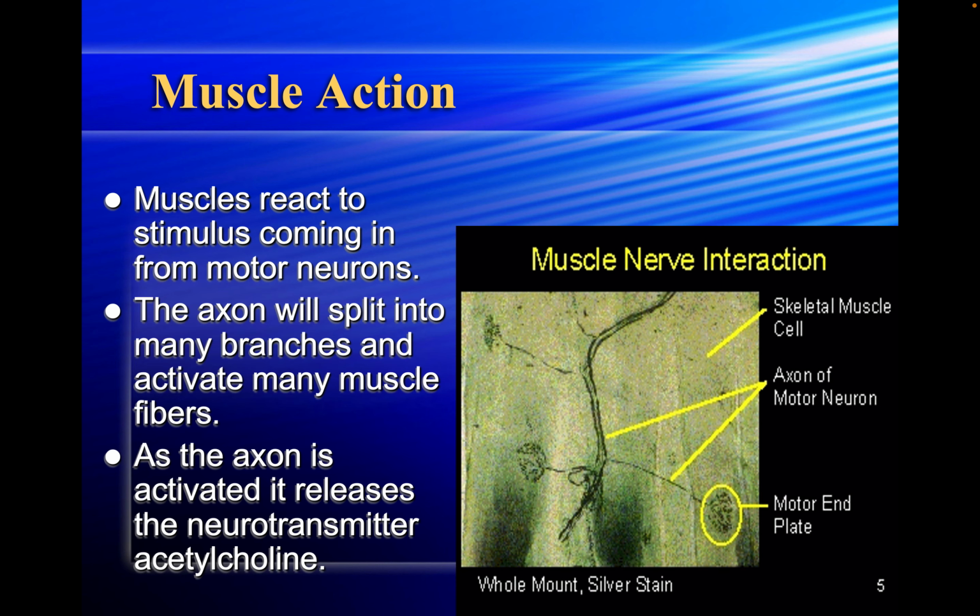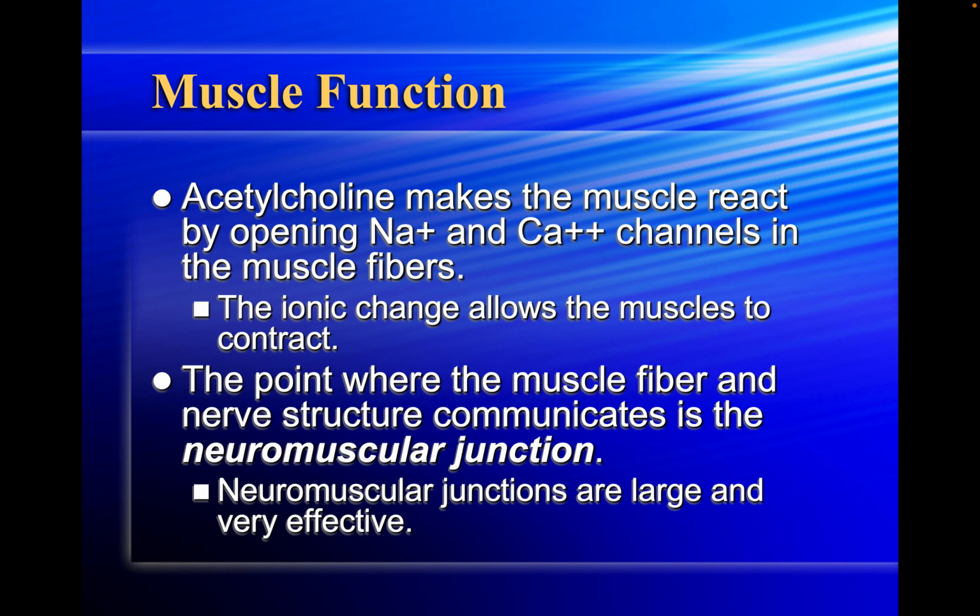Muscles react to stimulus coming in from motor neurons. The axon will split into many branches and activate many muscle fibers. As the axon is activated, it releases the neurotransmitter acetylcholine. Acetylcholine makes the muscle react by opening sodium and calcium channels in the muscle fibers. The ionic change allows the muscles to contract.